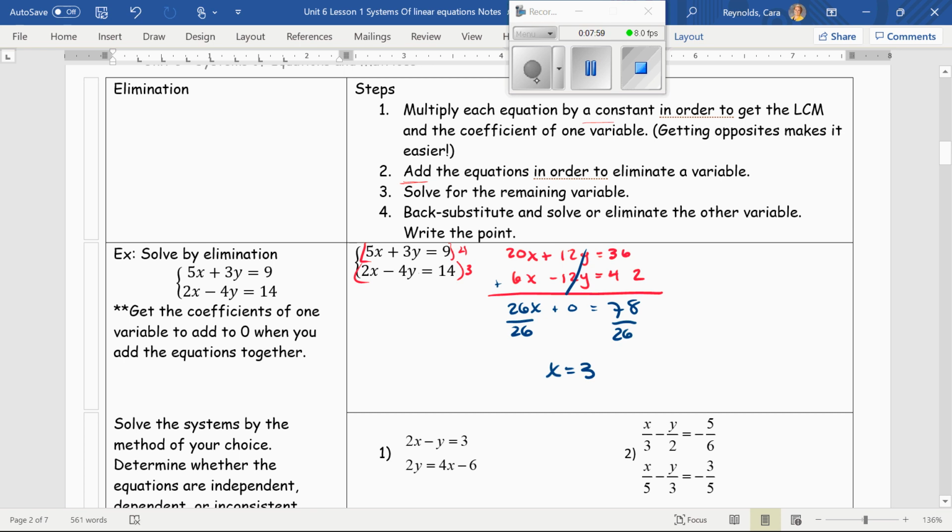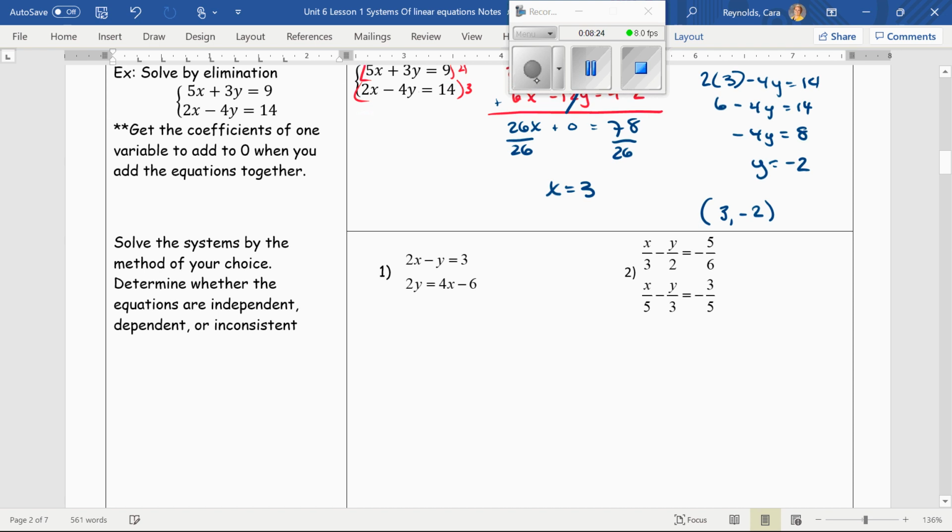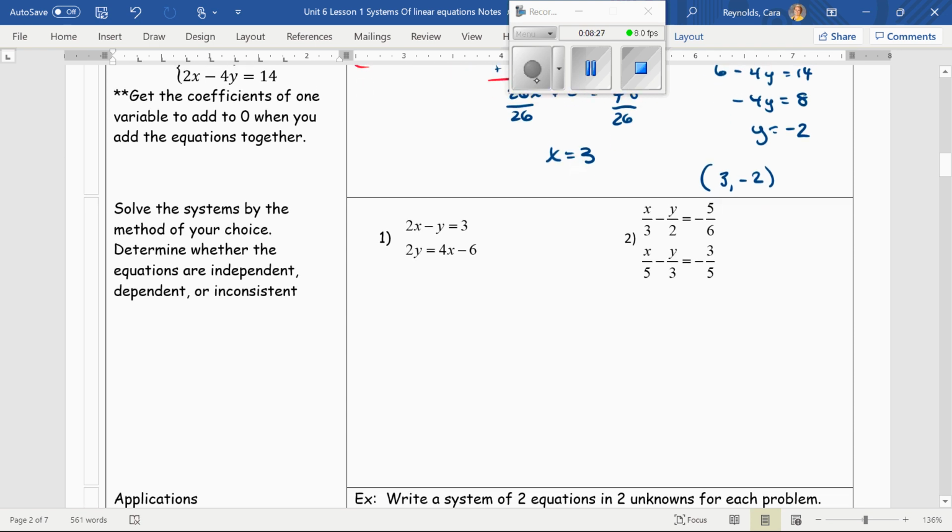solve for y. And so I have 2 times 3 minus 4y equals 14. So 6 minus 4y equals 14. Negative 4y equals 8 if I subtract that 6 over. So y equals negative 2. And so that coordinate in coordinate notation is 3, negative 2, where these would cross. All right, so we will go ahead and have you try these on your own and go over them in class together.